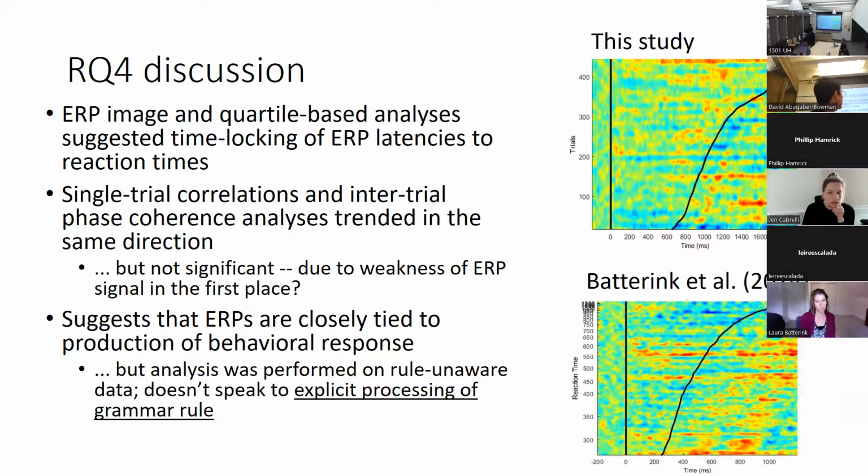So it doesn't actually tell us anything about explicit processing specifically, but it suggests that the ERPs are at least closely tied to behavioral responses. Or it could show that the explicit processing that they did was about a button confound in the experiment, which I'd like to describe in just a moment.